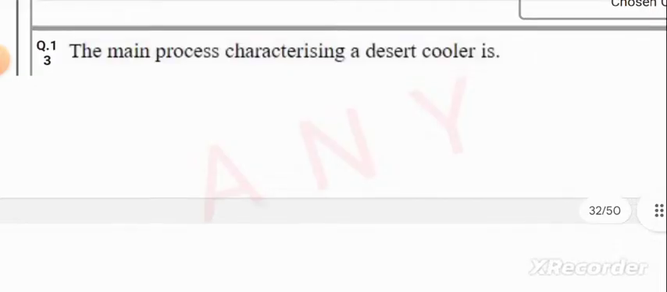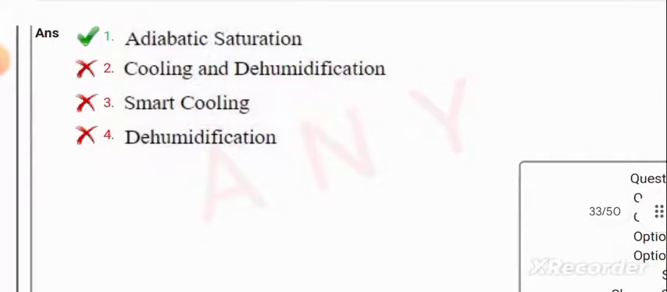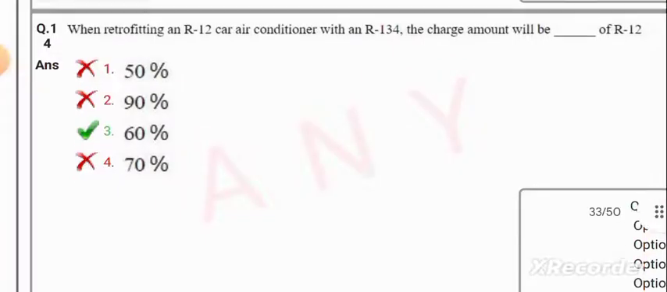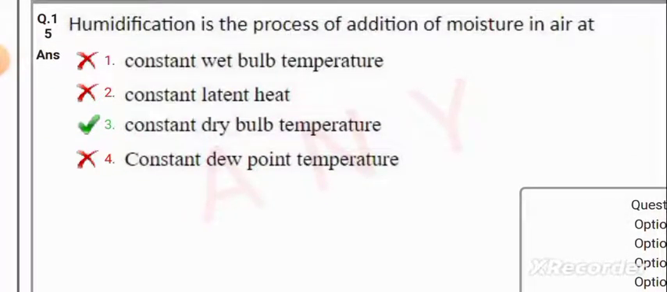The main process characterizing a desert cooler is adiabatic saturation. When retrofitting an R12 car air conditioner with an R134A, the charge amount will be 60% of R12. Humidification is the process of addition of moisture in air at constant dry bulb temperature.